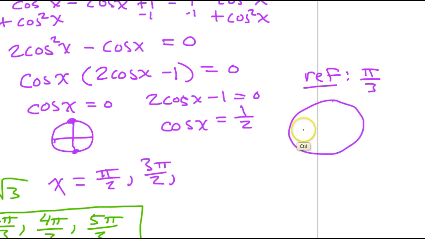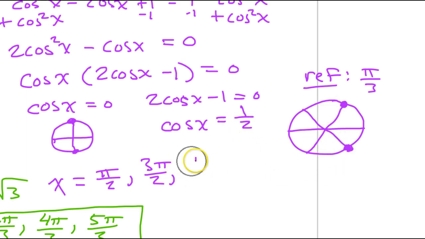However, cosine is positive in 2 different quadrants, so I will have 2 solutions. Here's pi over 3, that's fine. But cosine is also positive in the 4th quadrant. So I need both of these, because both of these angles have a cosine of positive 1/2.